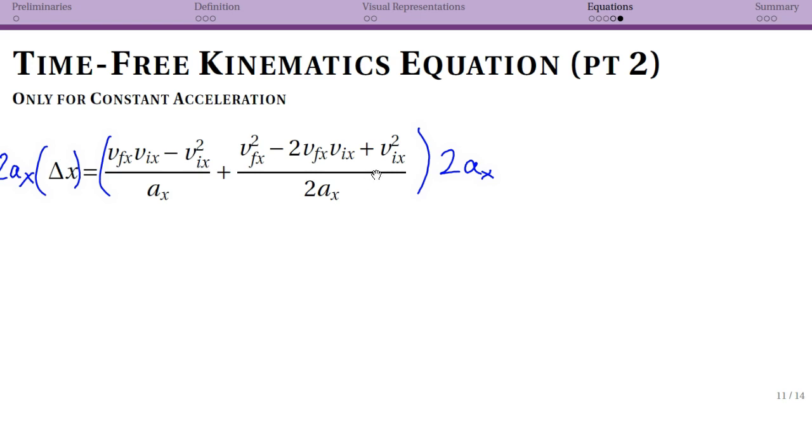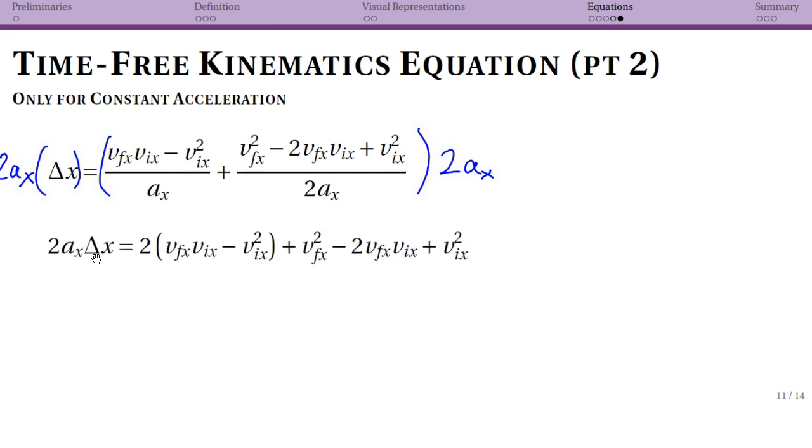This is what we already had, and as I mentioned, the next step is trying to get rid of these fractional form by multiplying both the left and the right by 2a sub x. So when we do that, we're left with 2a sub x, delta x on the left, that's okay. We're left with a factor of 2 on this left term, and again, I'm writing it out explicitly this way because you must distribute it, and on the right, we're just left with the term on the top. So not too bad.